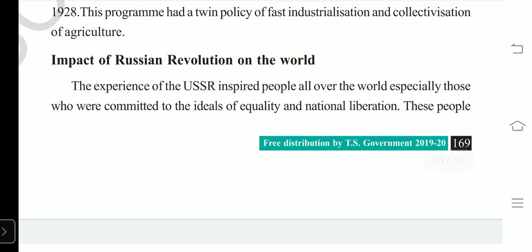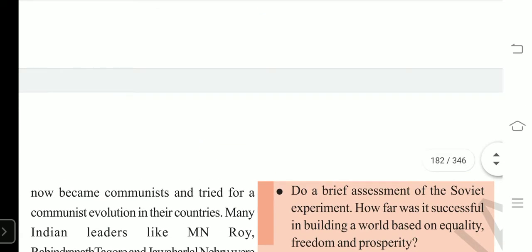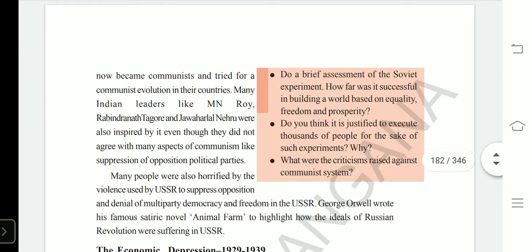It was an experiment in Russia made by the communist parties to end inequalities and to build the idea of equality and national liberation. So these people became communists or were influenced by communist Russia. We see that in India too, people moved with communist ideas. Famous leaders in India, M.N. Roy, Rabindranath Tagore, and Jawaharlal Nehru.